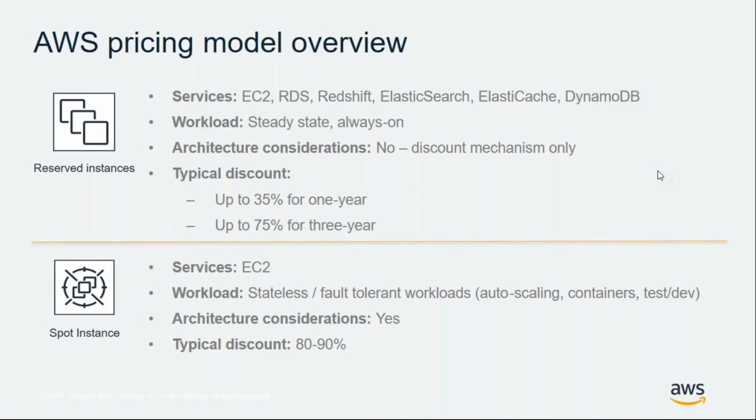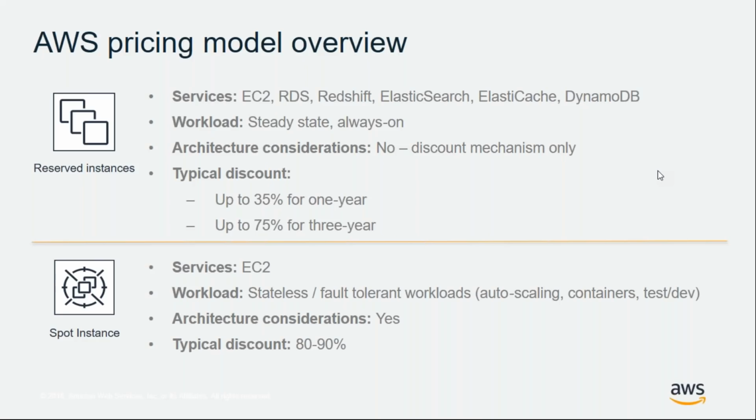They require no architecture considerations. So they're a discount mechanism only. You do not need to change your underlying infrastructure. You simply purchase the reserved instance on top, and that discount will automatically apply to any instance where there's matching capabilities. And I'll talk about that a bit more shortly. And then finally, what type of discount do you see? Typically you see up to a 35% discount for 1 year reserved instances and up to a 75% discount for 3 year reserved instances.